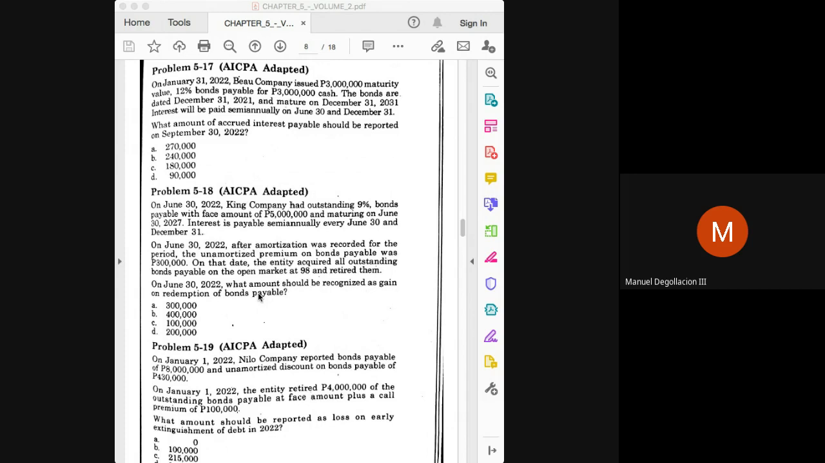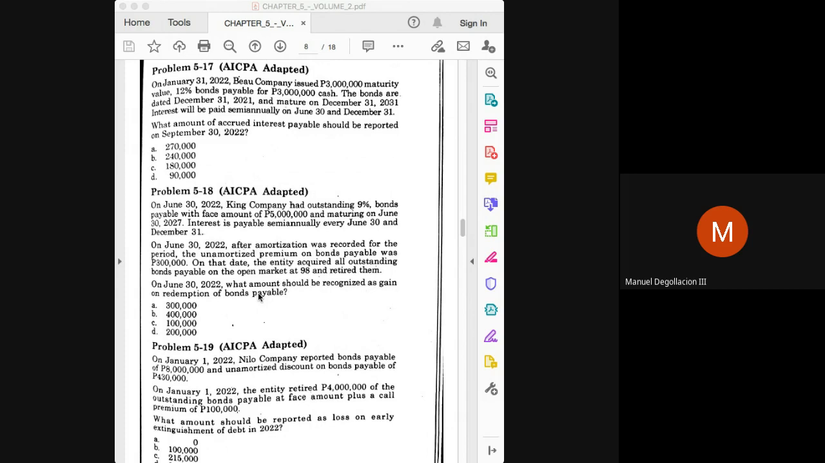Okay, so when you record this, you do not just recognize the 5 million bonds payable. You also recognize the related premium. Okay, so you will have a debit to bonds payable of 5 million. You debit premium 300,000. The recognized premium, you will have to debit it because the normal balance of premium is credit. Then you credit the cash of 4,900,000, and the balancing figure will be your gain on redemption amounting to 400,000.